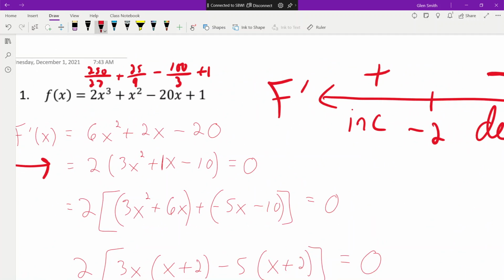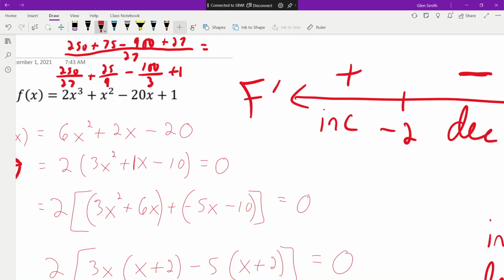So this is a pain. So that's going to be 250 over 27. You got to multiply that by 3, so that's 75. Got to multiply that by 9, so that's 900. You got to multiply that by 27. So that's this number here, whatever that happens to be.